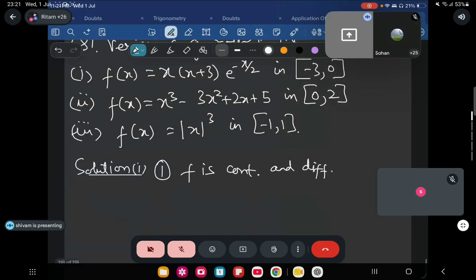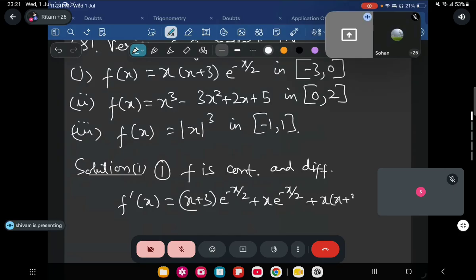Okay. Next. So let us start. Over here, we need to find out f dash x. F dash x will be equal to x into d by dx of x plus 3. So everyone, I'm going to use the product rule. It will become x plus 3 into e to the power minus x by 2 plus x into e to the power minus x by 2. Plus x into x plus 3 into d by dx of e to the power minus x by 2, which will become e to the power minus x by 2 into d by dx of minus x by 2. So minus half.